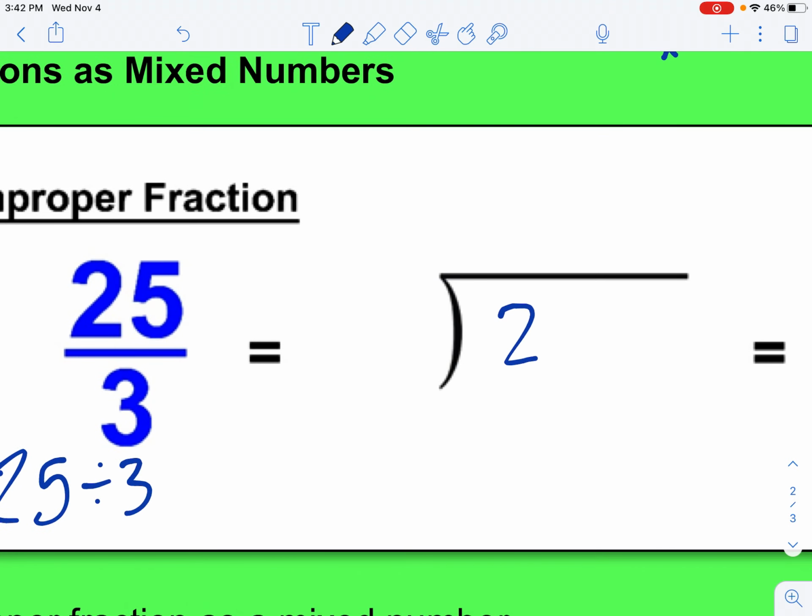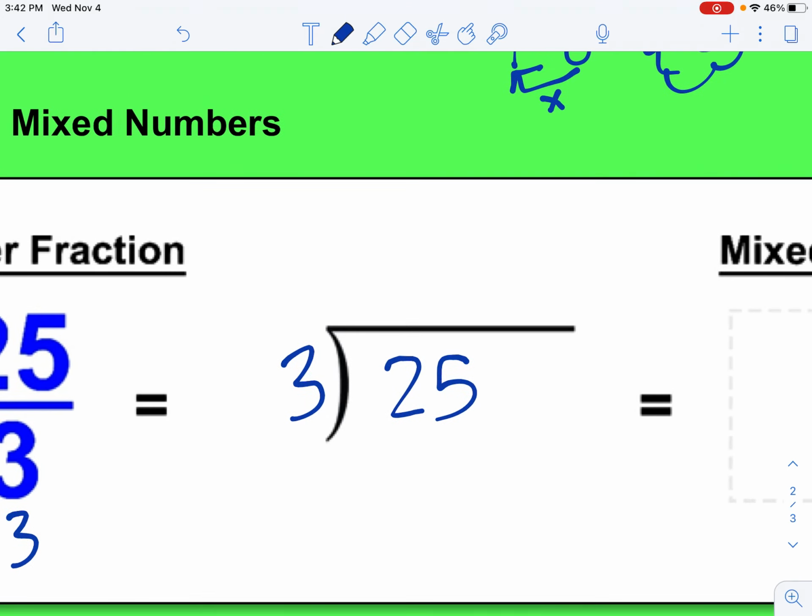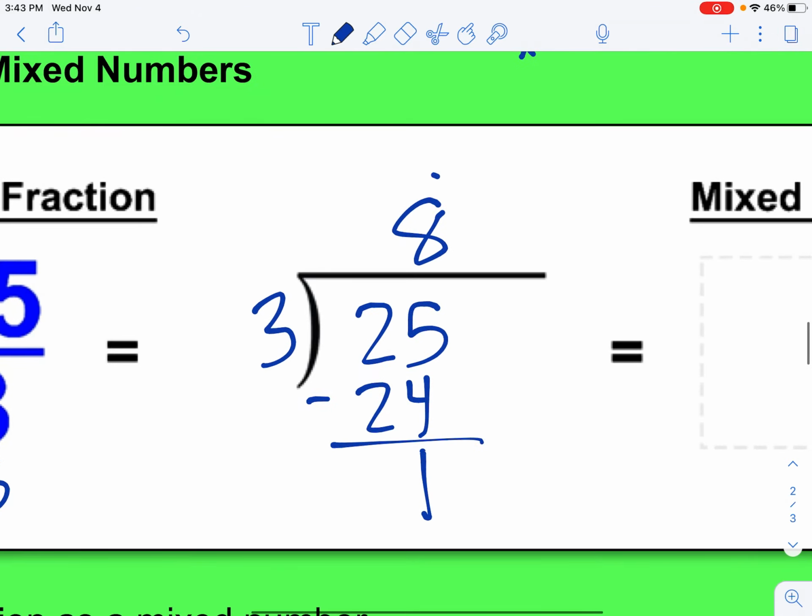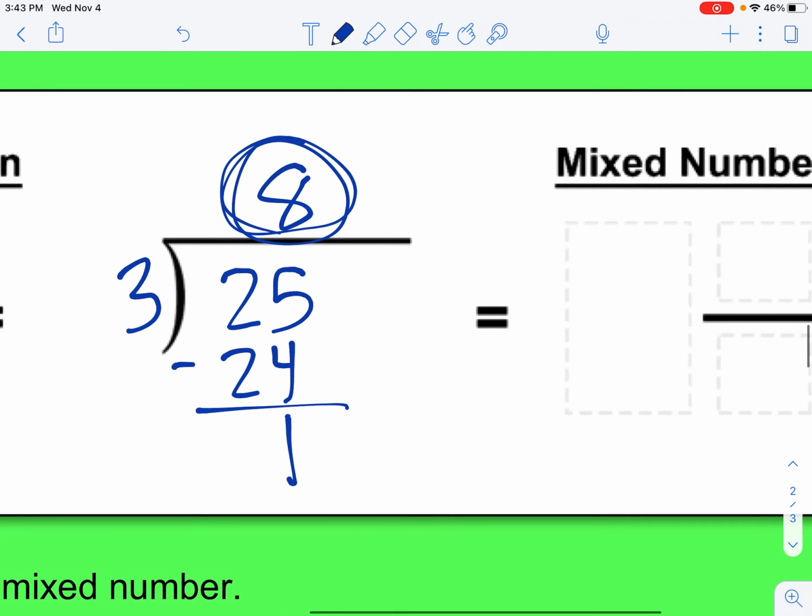25 divided by 3. I'm going to go ahead and complete my problem. So I know that 3 goes into 25 8 times. 8 times 3 is 24. I subtract, I've got a 1 left over. Now I have no other numbers to bring down, so I'm going to stop right here. So my whole number is actually going to be what's on top of my house there. That's going to be part of my quotient. So my whole number is 8.